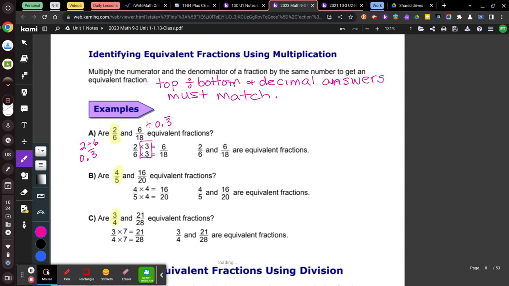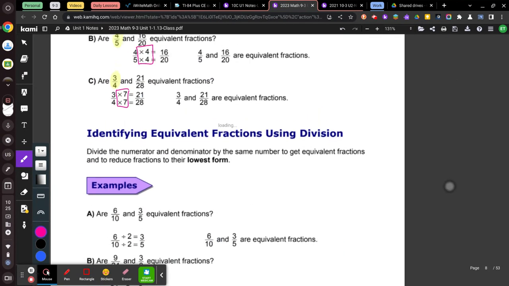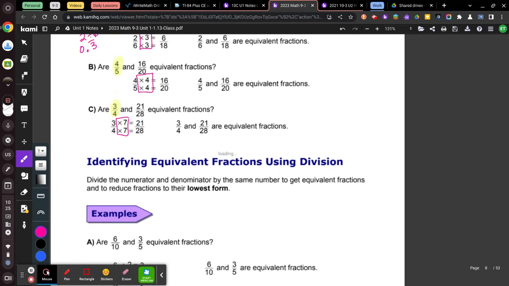That works. You could pick any number. You could times them both by 10. You could times them both by 2. Typically, they try 2 and 3. You try to do small numbers so that you're not dealing with too large of numbers. Here they chose the number 4. Here they chose the number 7. As long as you're doing it to both the top and the bottom, you will create an identical fraction, meaning their decimal answers will match. And that's what you always have to make sure. The decimal answers match. That means you did the question correctly. So let's take a look. That's with multiplying.